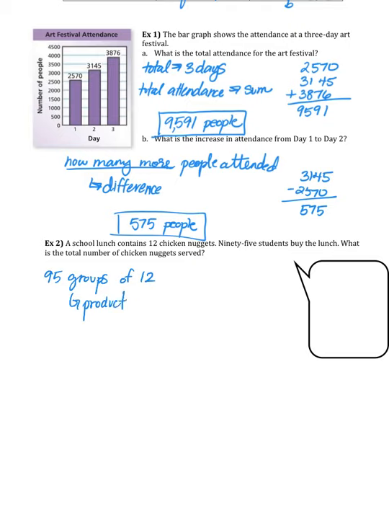So to do this, I'm going to take my 12 times 95, and I'm going to work this out. So 2 times 5 is 10, 5 times 1 is 5, plus 1 is 6, 9 times 2 is 18, so we still have that 1 that we're carrying over. 9 times 1 is 9, plus another 1. So then we're going to end up with 1,140 chicken nuggets.